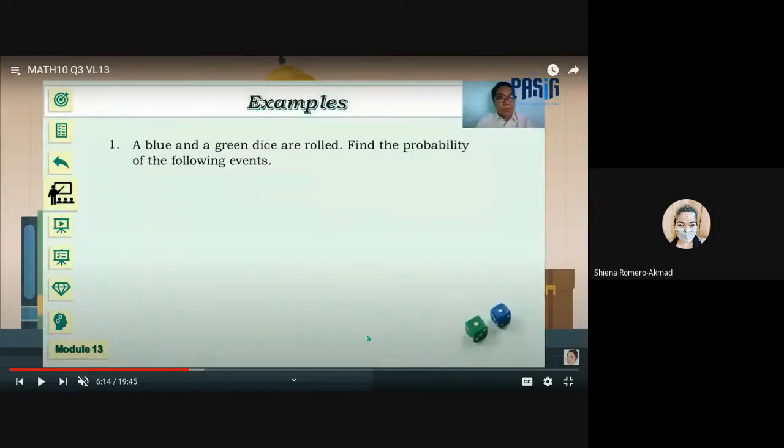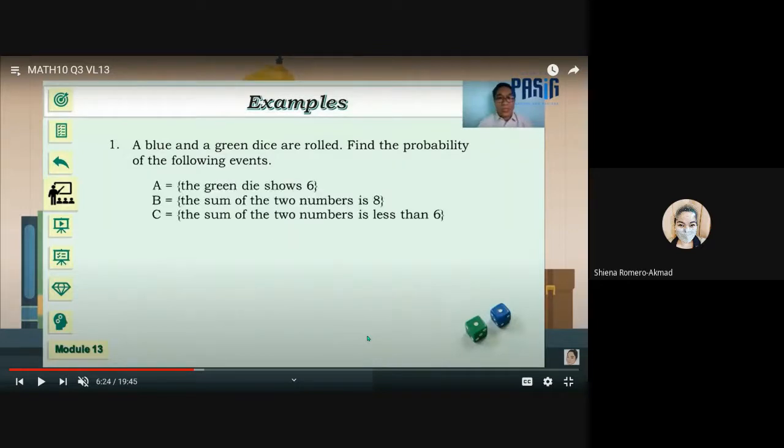Now let us have here a situation, a blue and a green dice are rolled. Find the probability of the following events. Unang event natin is that the green die shows 6. Then B naman, the sum of the two numbers is 8. And yung C naman, the sum of two numbers is less than 8. So we have to look for first yung letter A. The given die shows 6.